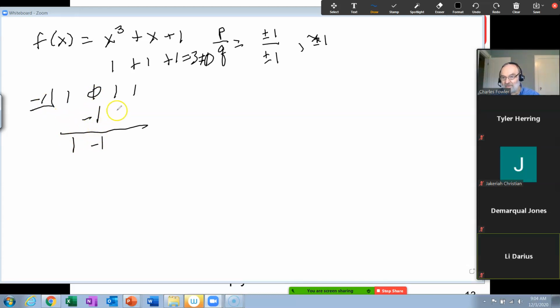Negative 1 times 1 is 1. 1 plus 1 is 2. Negative 1 times 2 is negative 2, and that's a minus 1. That is not a 0. So negative 1 is not a 0 either. In other words, you have no rational zeros.